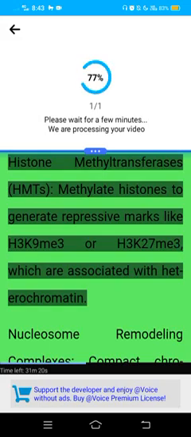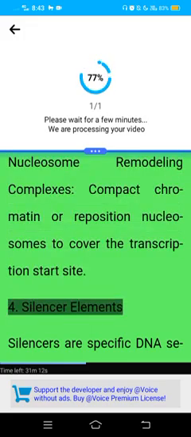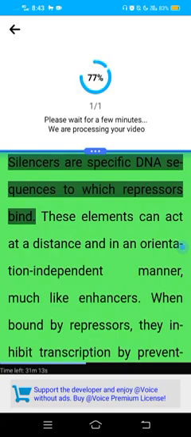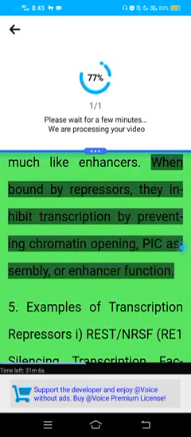Histone methyltransferases, HMTs, methylate histones to generate repressive marks like H3K9me3 or H3K27me3, which are associated with heterochromatin. Nucleosome remodeling complexes compact chromatin or reposition nucleosomes to cover the transcription start site. 4. Silencer elements. Silencers are specific DNA sequences to which repressors bind. These elements can act at a distance and in an orientation-independent manner, much like enhancers. When bound by repressors, they inhibit transcription by preventing chromatin opening, PIC assembly, or enhancer function.